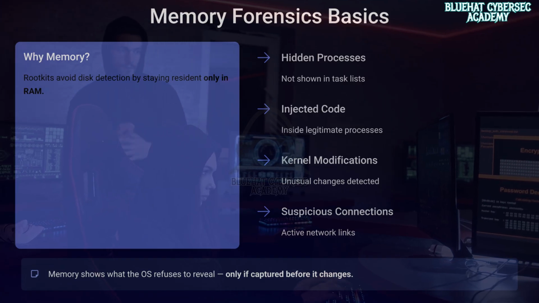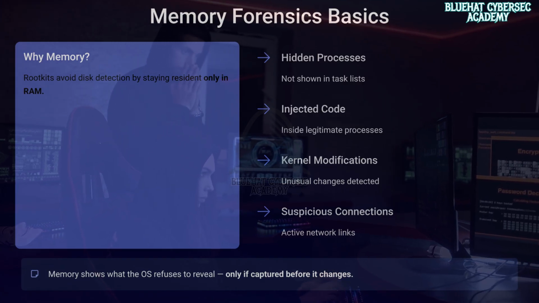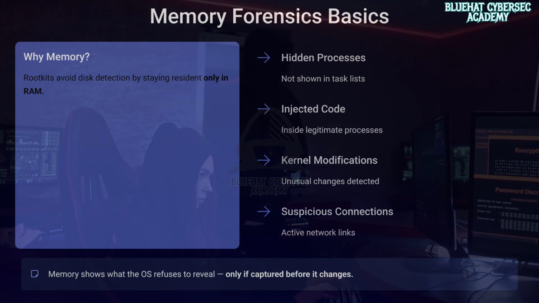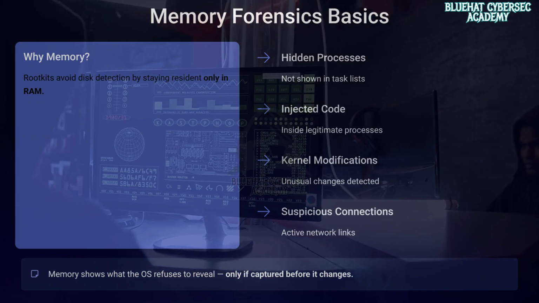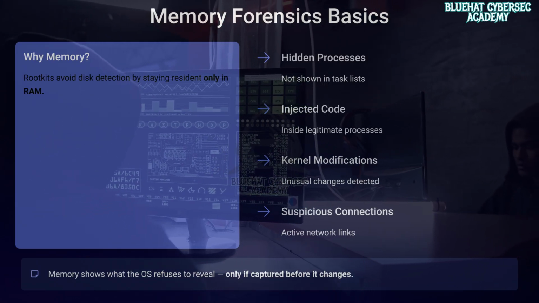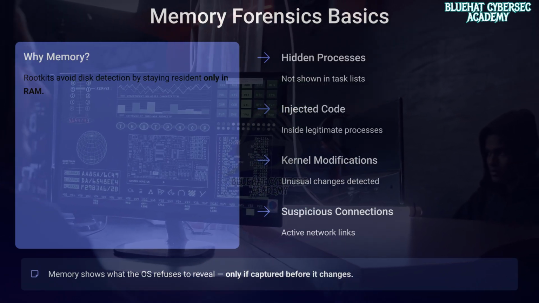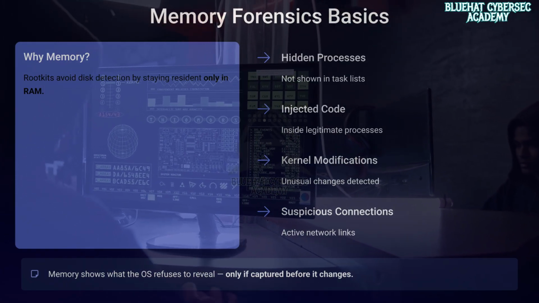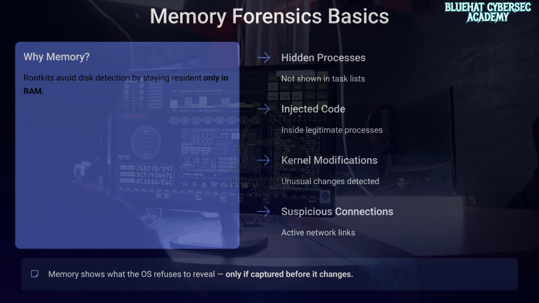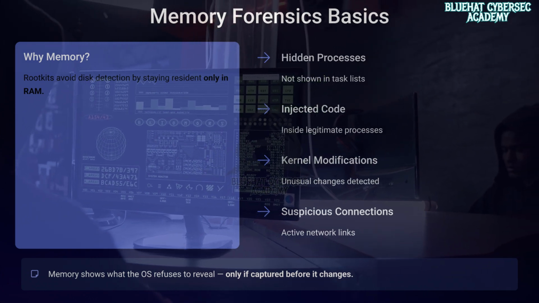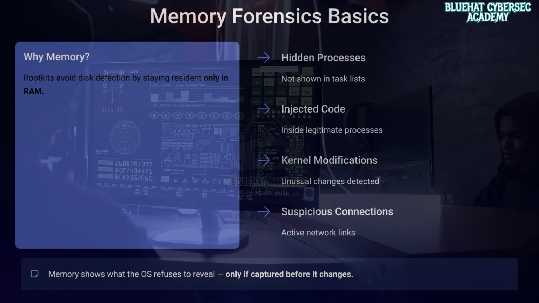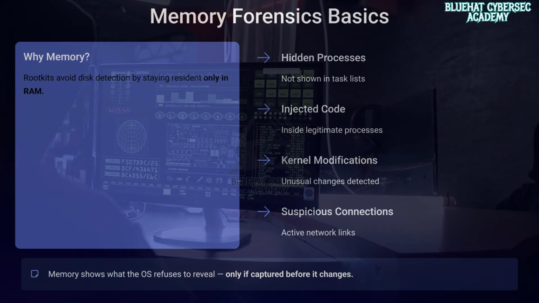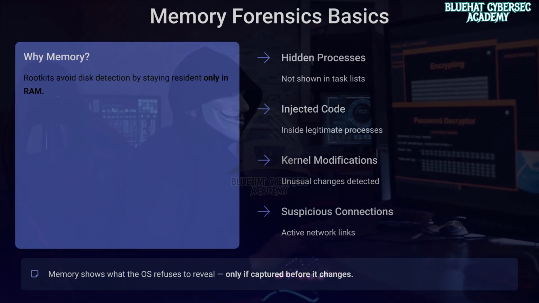Now let's move into memory forensics basics, because this is one of the most powerful concepts in rootkit detection. And the reason is simple. Rootkits often avoid disk detection by staying resident only in RAM. So memory forensics means analyzing a snapshot of system memory to uncover hidden processes not shown in task lists, injected code inside legitimate processes, unusual kernel modifications, and suspicious active network connections. The advantage here is important. Memory often shows what the OS refuses to reveal, but only if you capture it before it changes.